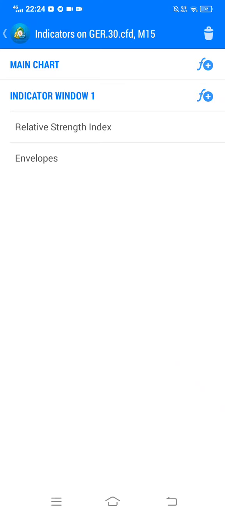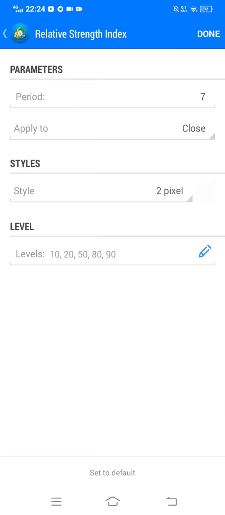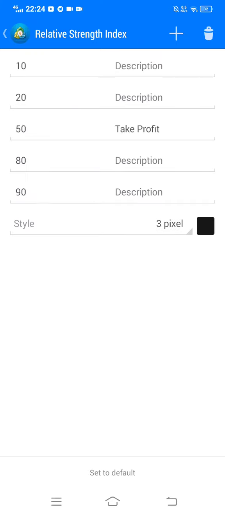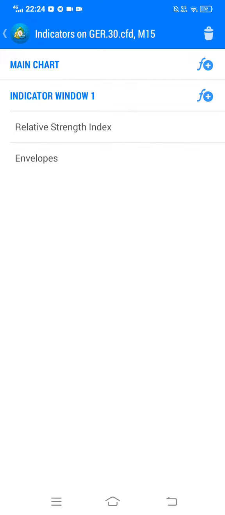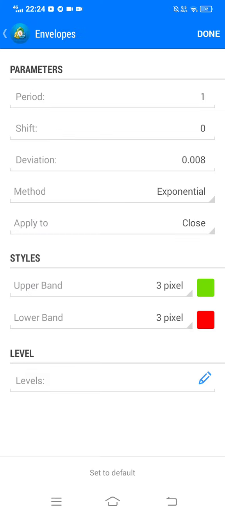It's only two indicators. The first one is your RSI. We're going to have period 7, apply to close, style 2 pixel, and these are your levels, okay? So 10, 20, 50, 80, and 90. And level 50 will be your take profit level. And you can put your stop loss there once you reach take profit, and then just continue riding the trend down or up.